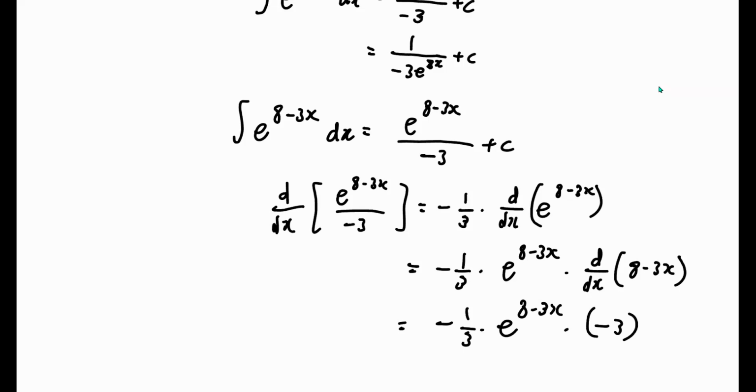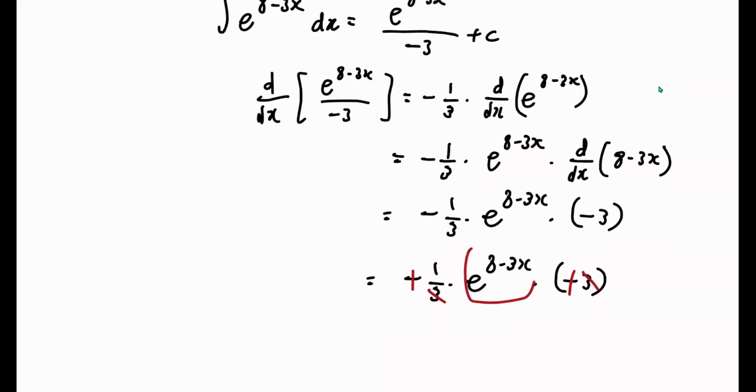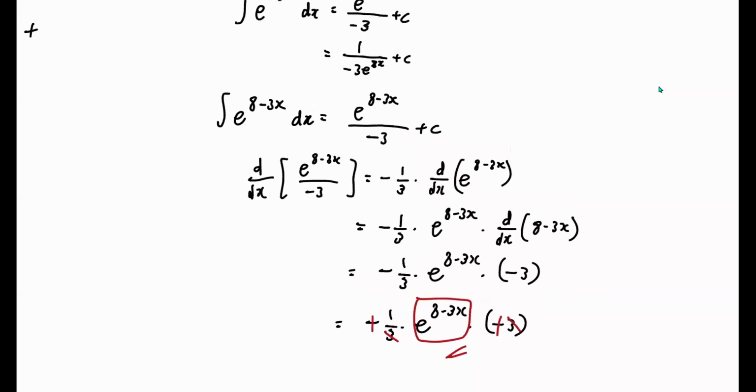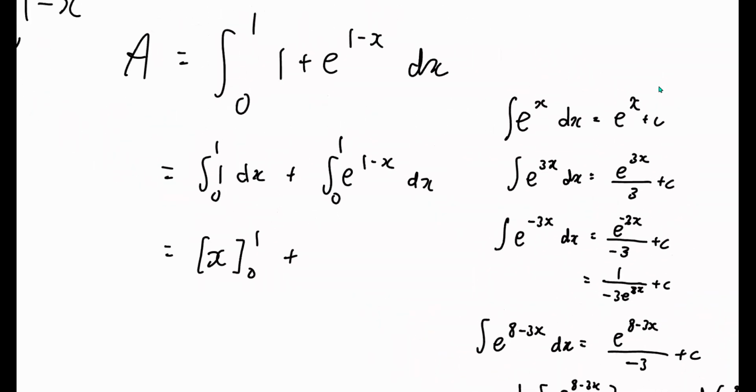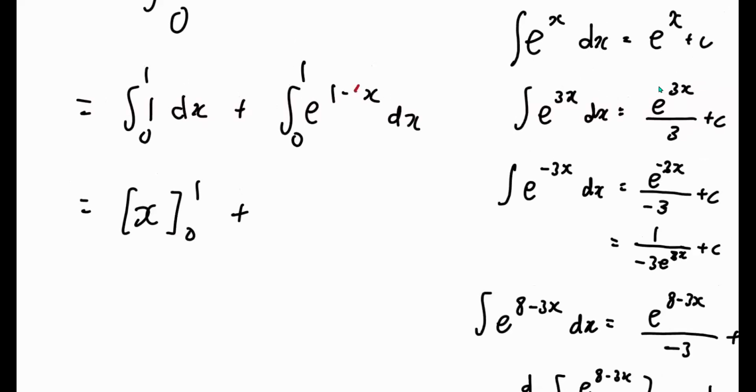Anything to cancel? Yes. Negative 1/3 and negative 3. Minus becomes a plus. 3 and 3 cancel away. Then you're just left with the original guy. So now go back to this integral of e power 1 minus x. Hopefully you can see there's actually a negative 1 in front of x. So what's the integral?